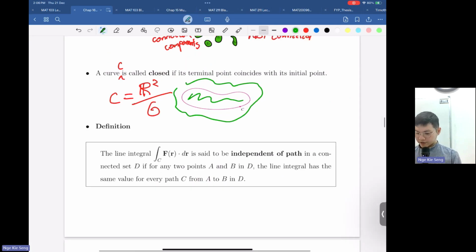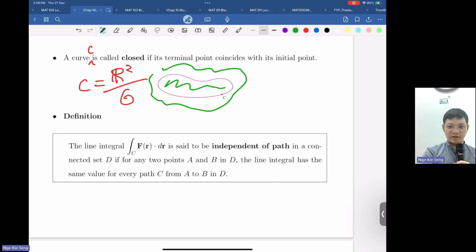Okay, let's continue. Let's finish up this and then prove one theorem and then we can take a break. So this line integral is said to be independent of path in the connected set. Why do we want a connected set? Because we want to talk about path, so we need to be able to form a path always. An integral is independent of path if for any 2 points in D, the line integral has the same value for every path from A to B in D.